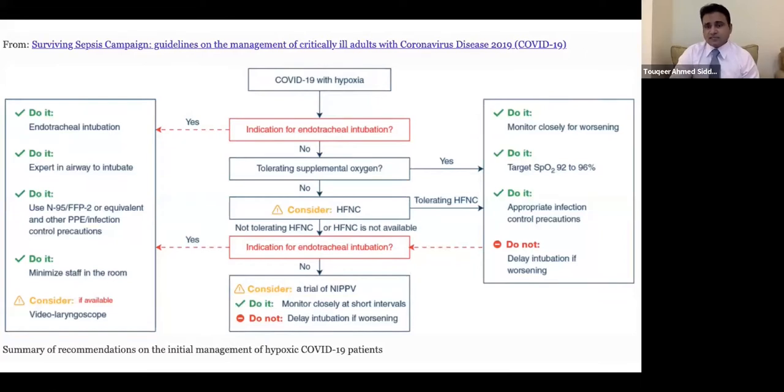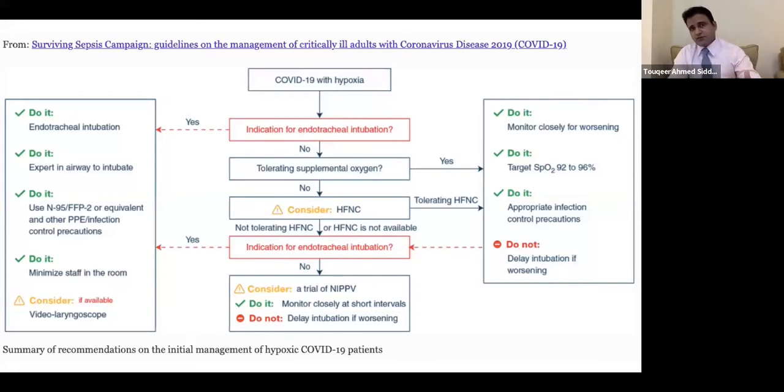Now, what are the target saturations that you're going to be aiming for? Here it's written as 92 to 96. The lowest you can accept is 90, not below that. So 92 to 96 is what you're going to be accepting. Do not go for 100. Unnecessarily giving oxygen will cause free radical injury, okay?